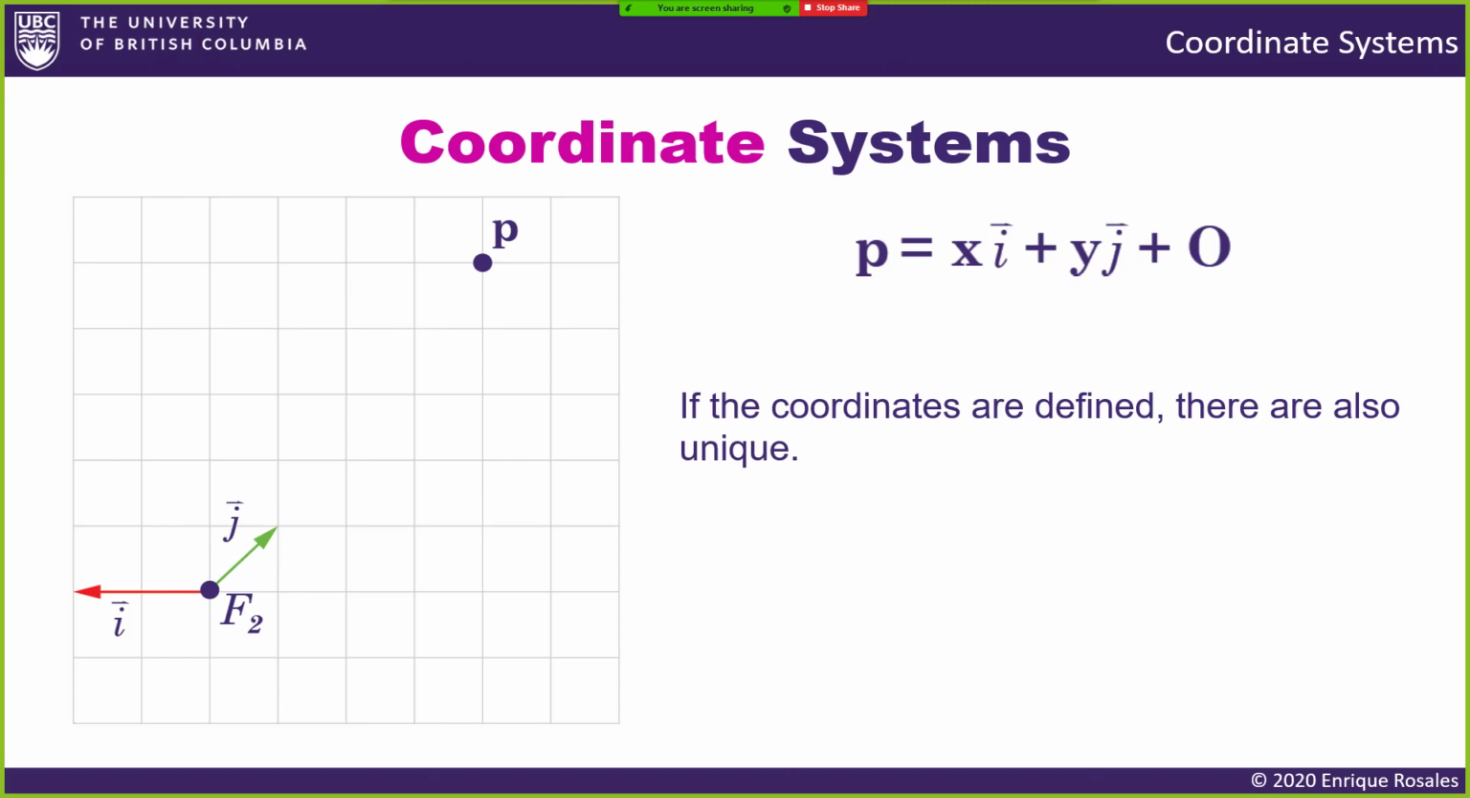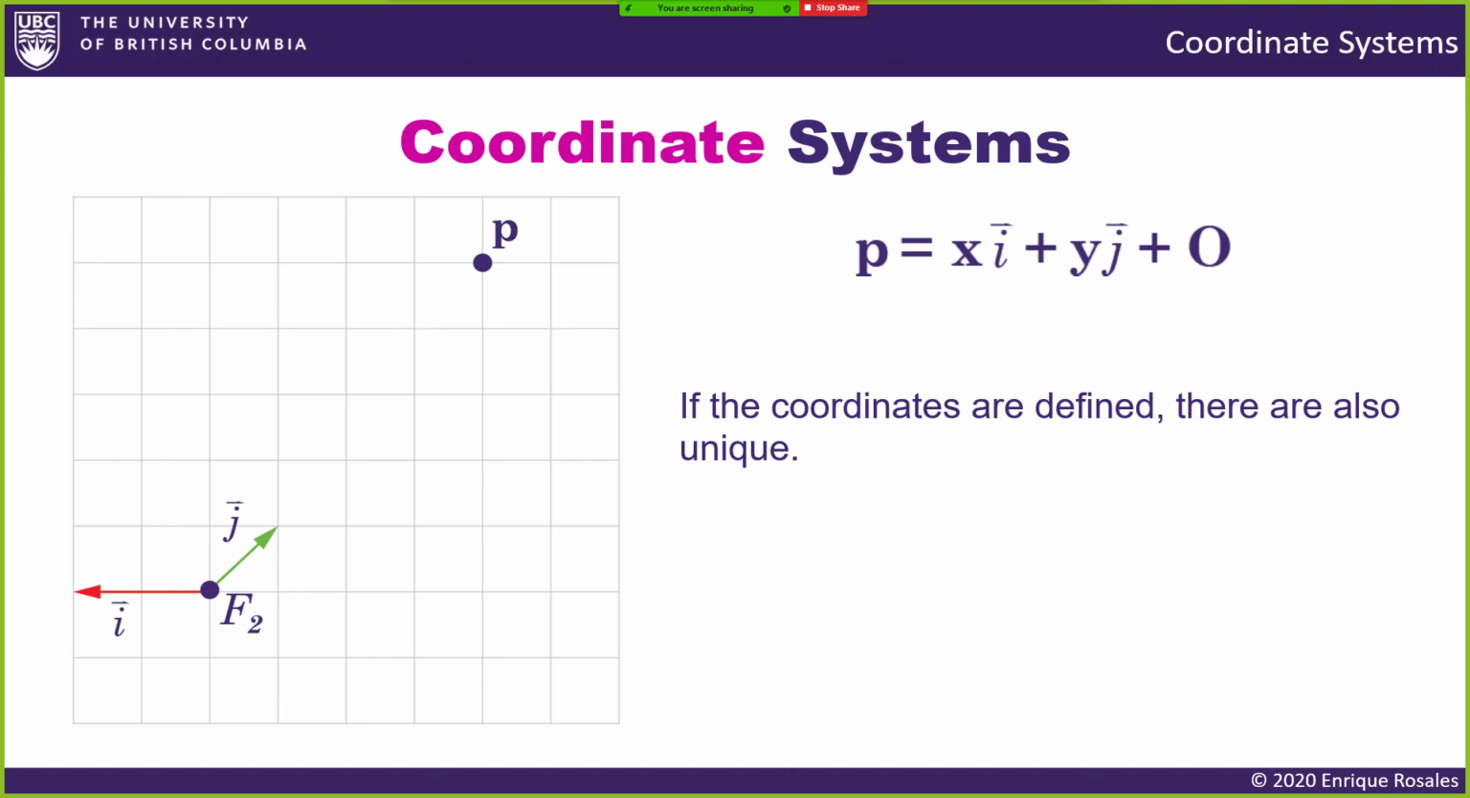Okay, someone is asking, does unique mean a set of coordinates cannot refer to multiple points? Yes, exactly. A set of coordinates cannot define multiple points. They are only defining a single point. Basically it's the same. It also means that a single point cannot have multiple coordinates, right?